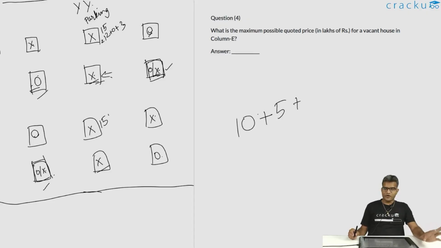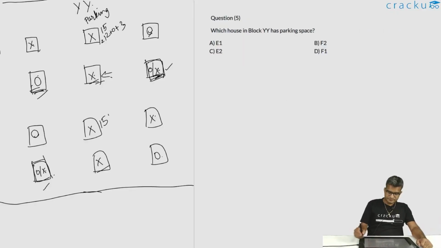What about the number of occupied houses? The number of occupied houses which are neighbors of E2 is either 1 or 2. But because we are trying to maximize it, it will be 6, which is 2 occupied houses into 3. This is equal to 21 lakhs. Which block in block YY has parking space? Parking space is there in E1.